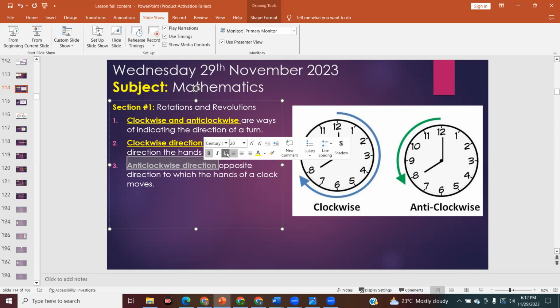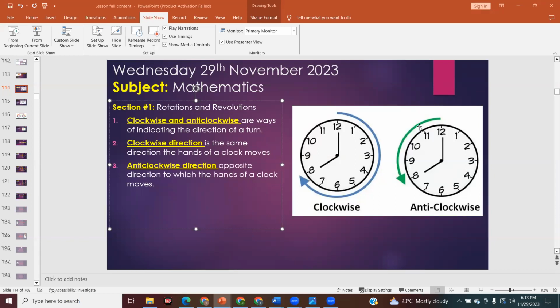So, Dion, what is clockwise rotation? Or what is clockwise direction? The direction the hands of the clock move. So when you move in the same direction as the hands of a clock, right? Yes, sir.